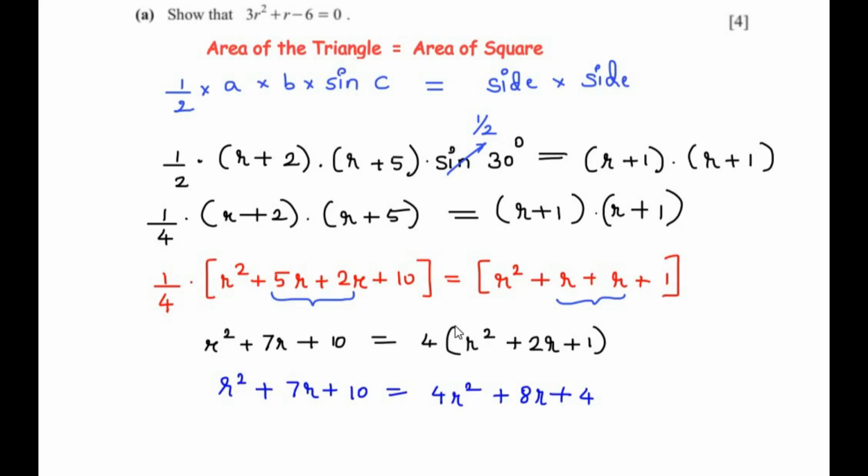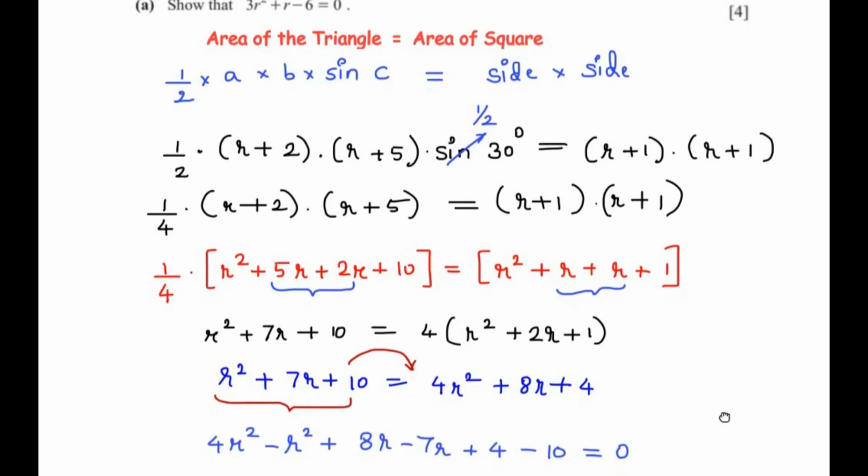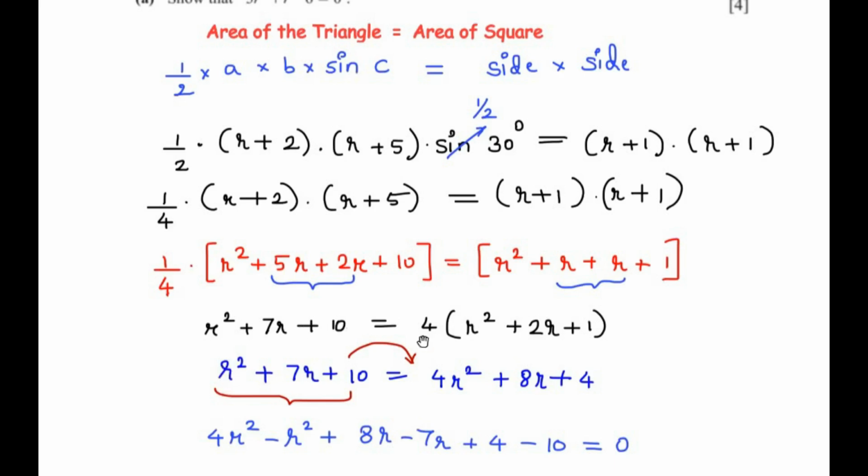So here we have r² + 7r + 10. Now 4 multiplies with r² giving us 4r². 4 times 2r is 8r. 4 times 1 is 4. Now I'm going to take the left hand side terms to the right hand side. So we have 4r². Now plus r² goes on the other side and becomes minus r², plus 8r. Plus 7r becomes minus 7r, plus 4 and plus 10 becomes minus 10, equal to 0.